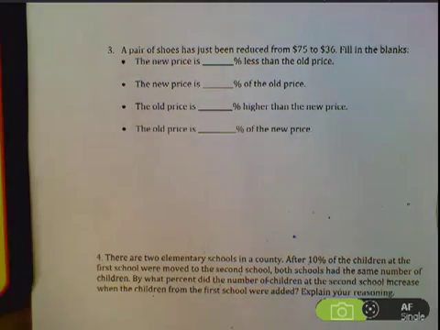Price down. Oh, hey there again. This is part two. We're going to look at percent increase and decrease because these problems were pretty tricky. Okay, so a pair of shoes has been reduced from $75 to $36. Fill in the blanks. All right, so the new price is what percent less than the old price?